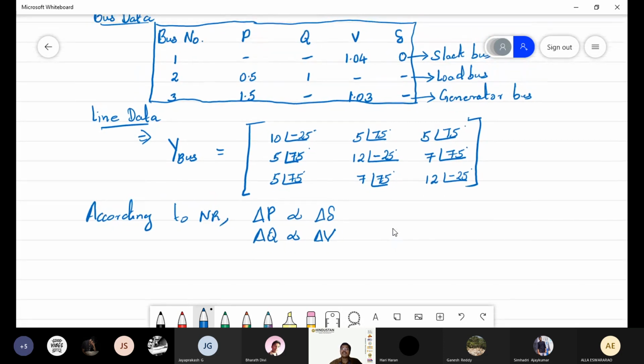So once again I repeat, change in real power is directly proportional to change in rotor angle, change in reactive power is directly proportional to change in voltage. So in this particular system, how many real power values are there? There are two real power values, right? At bus 2 we have a real power value of 0.5, and at bus 3 we have another real power value of 1.5. So you need to take both into account.